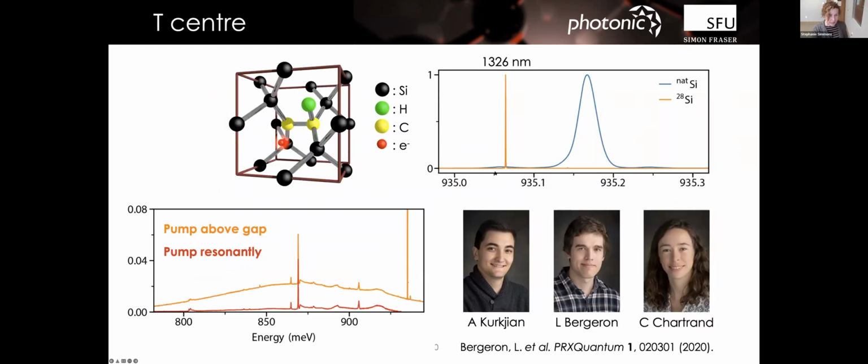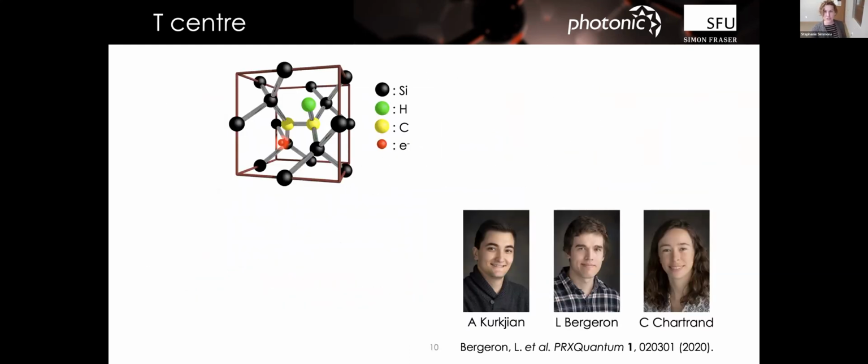Okay. So the T center, and that's the basis for the rest of this talk. The T center was one that we unearthed from the literature. It wasn't agreed upon in the literature if it did have an unpaired electron spin in the ground state, but we found that it does, which is great.